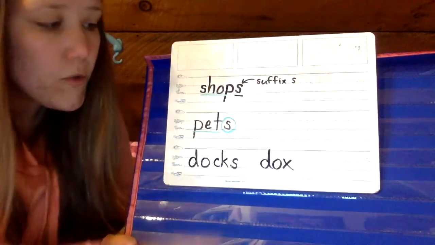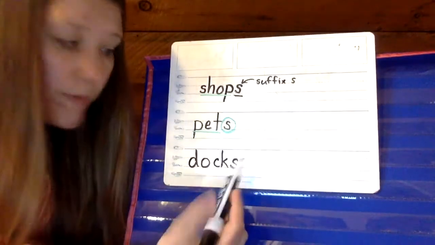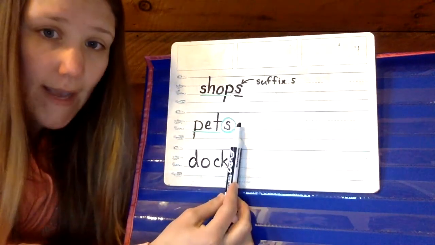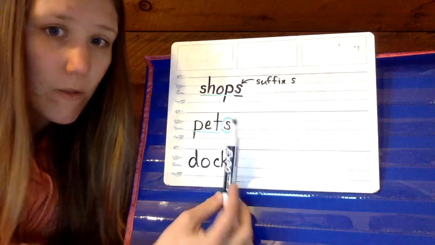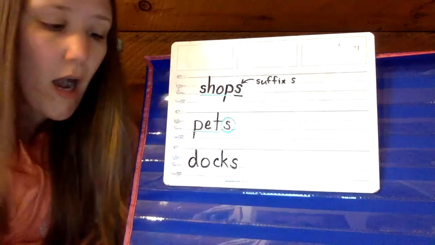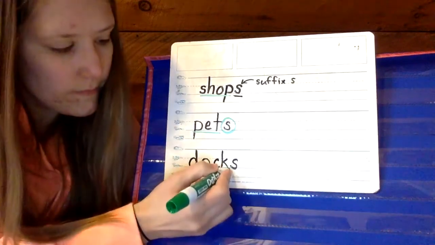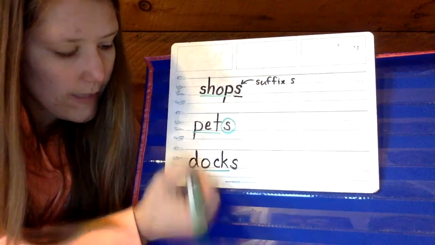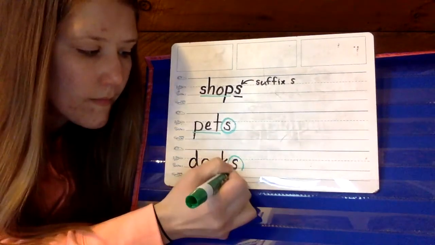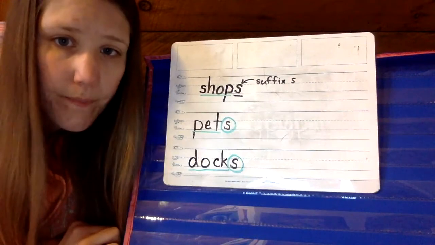So that's why it's super important to, before you tap out the word, take off that suffix S and tap out the base word. Okay? So docks is the whole word. Underline the base word for me. And now circle the suffix S. We're talking about more than one dock now. Okay?